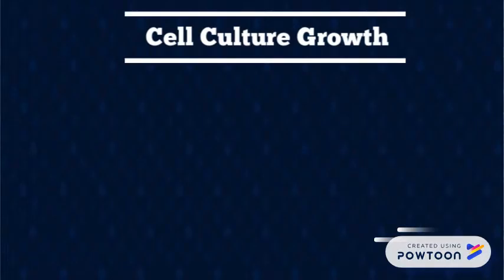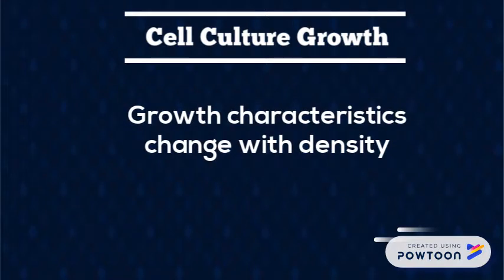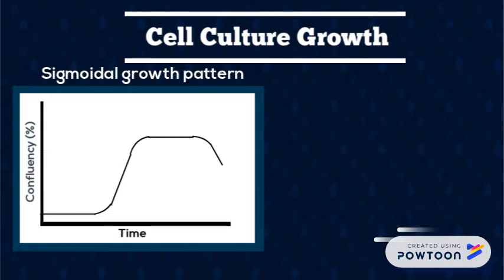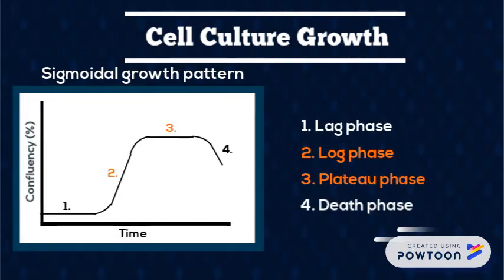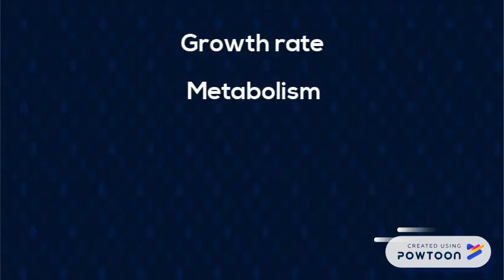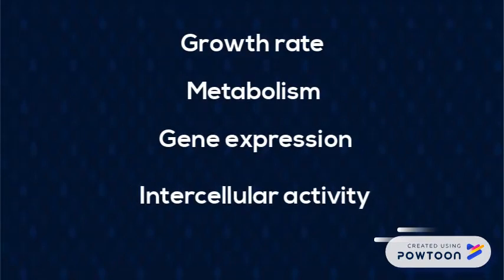To answer our question, we must first understand the differences between cells at certain levels of confluence. As cells grow and divide, their growth characteristics change with density. Cells in culture produce a sigmoidal growth pattern as they undergo 4 phases of growth: lag phase, log phase, plateau phase, and cell death. Each of these show differences in growth rate, metabolism, gene expression, and intracellular activity.